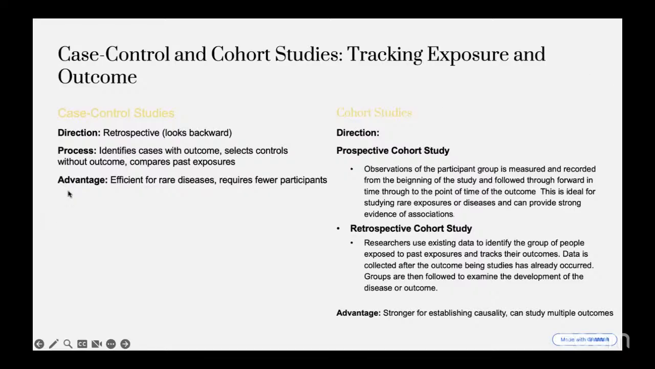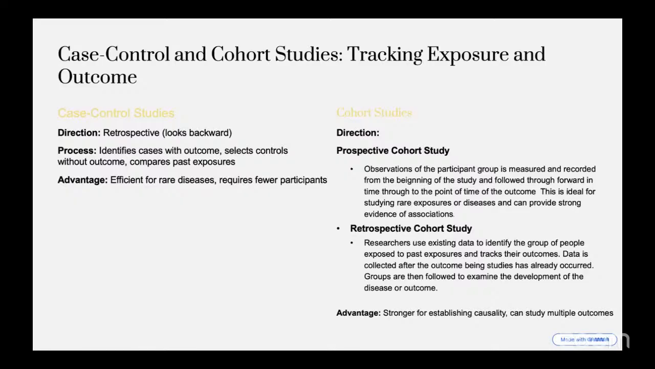For the cohort study, the direction is either prospective or retrospective. In a prospective cohort study, we observe a participant group, we measure them and record from the beginning of the study and follow forward in time to the point of the outcome. This is ideal for studying a rare exposure or disease and can provide strong evidence of association.